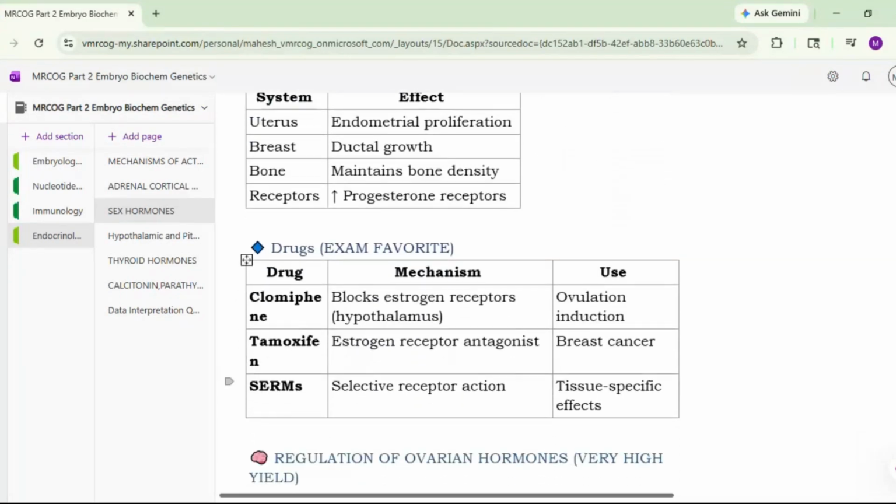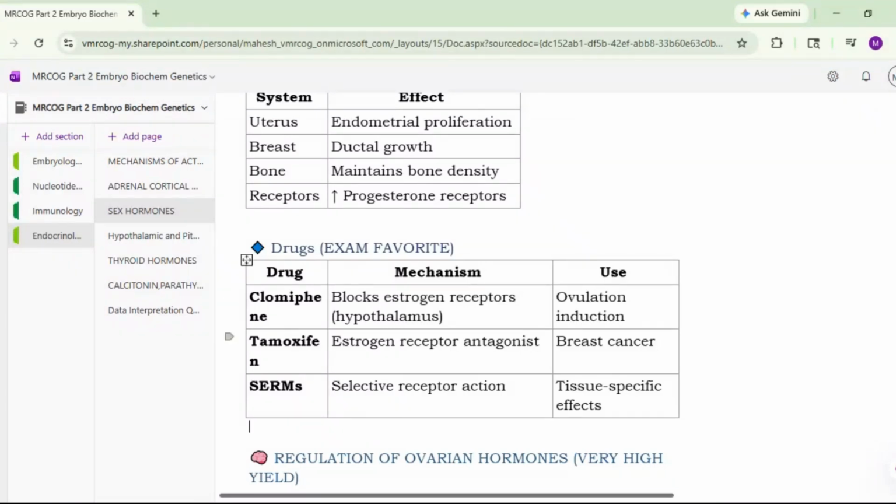Now what are the drugs related to estrogen activity? Commonly used is clomiphene. It has anti-estrogenic activity, so it blocks the estrogen receptors at the level of the hypothalamus. That is how it increases the FSH level, and that is why there is increased follicular growth, leading to ovulation induction. This mechanism, from the pharmacology point of view also, can be asked as an SBA. Clomiphene citrate blocks the estrogen receptors in the hypothalamus and releases FSH, which leads to ovulation induction.